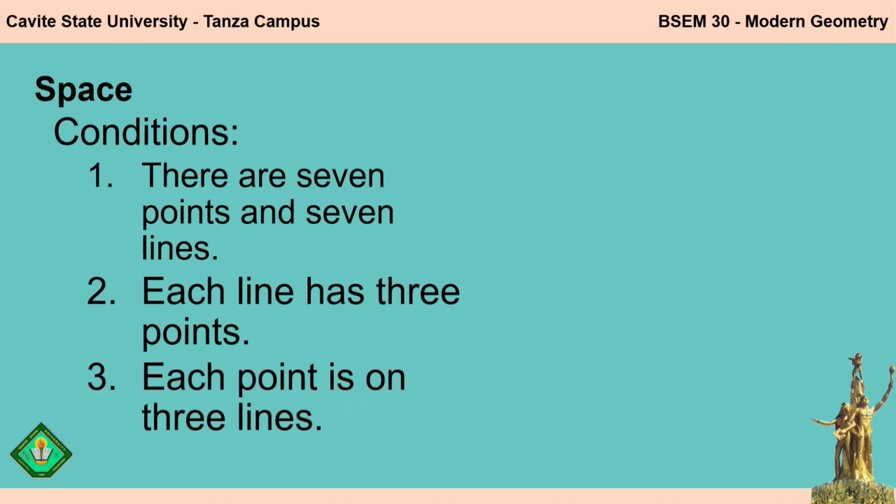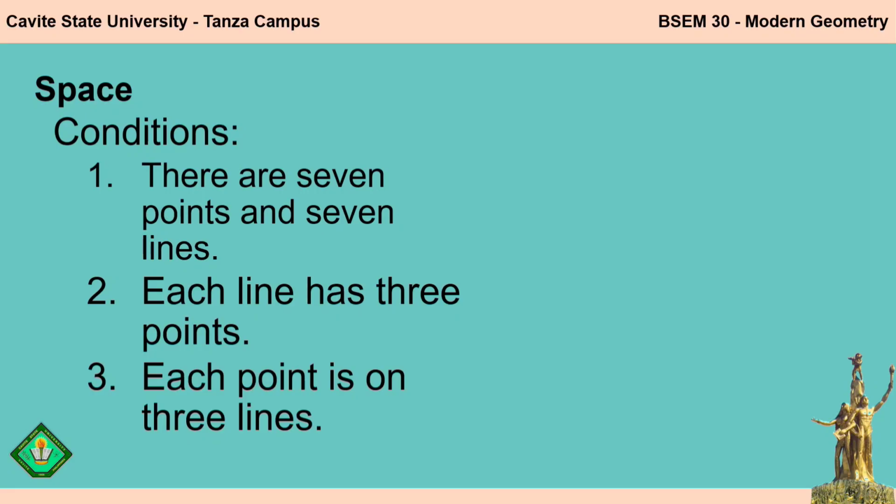So in the previous slides, we have the following conditions. There are 7 points and 7 lines. Each line has 3 points and each point is on 3 lines. If we label the points 0, 1, 2, 3, 4, 5, and 6, we have 7 points. And if we choose the lines connecting 3 of these points, then we could satisfy both the conditions we set in condition number 1. But each line has 3 points and each point is on 3 lines.